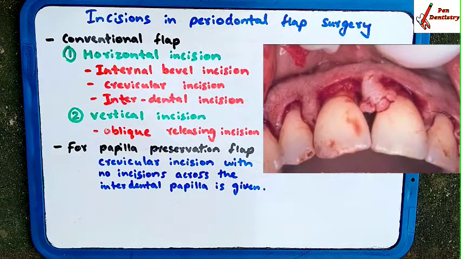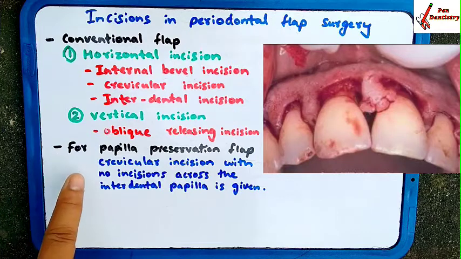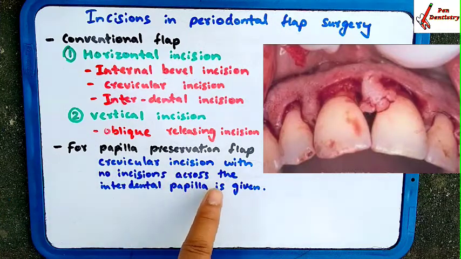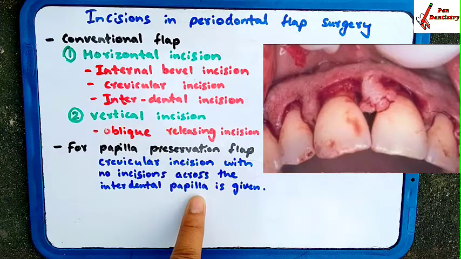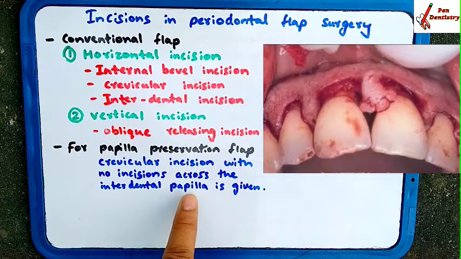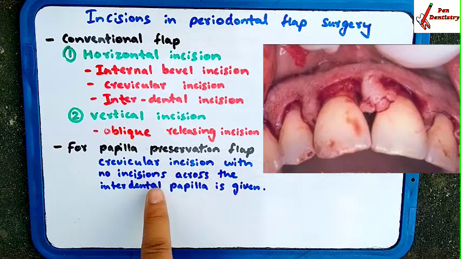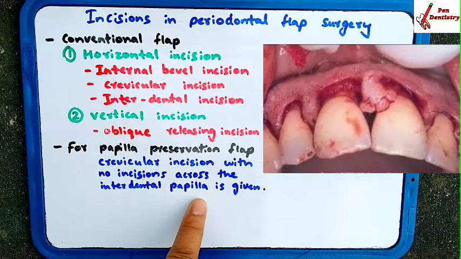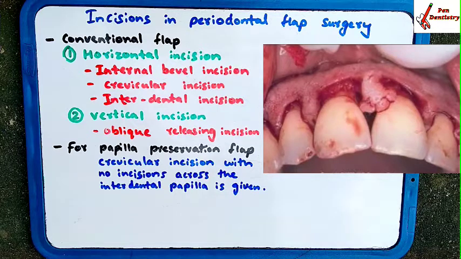Here, as you can see in the picture, the papilla is preserved. It is the crevicular incision with no incision across the interdental papilla. You are not going to use the interdental papilla incision here, because the interdental incision cuts the papilla. That's why we are not going with the interdental incision. Here the papilla is preserved. Crevicular incision is the last step. Okay, these are the incisions in periodontal flap surgery. The first type which we use is the conventional flap, and the second one is the papilla preservation flap.